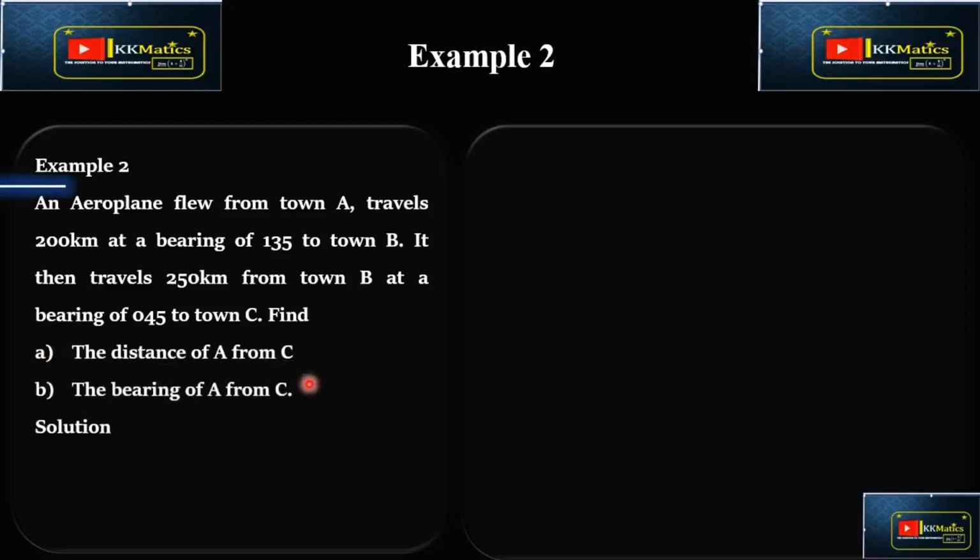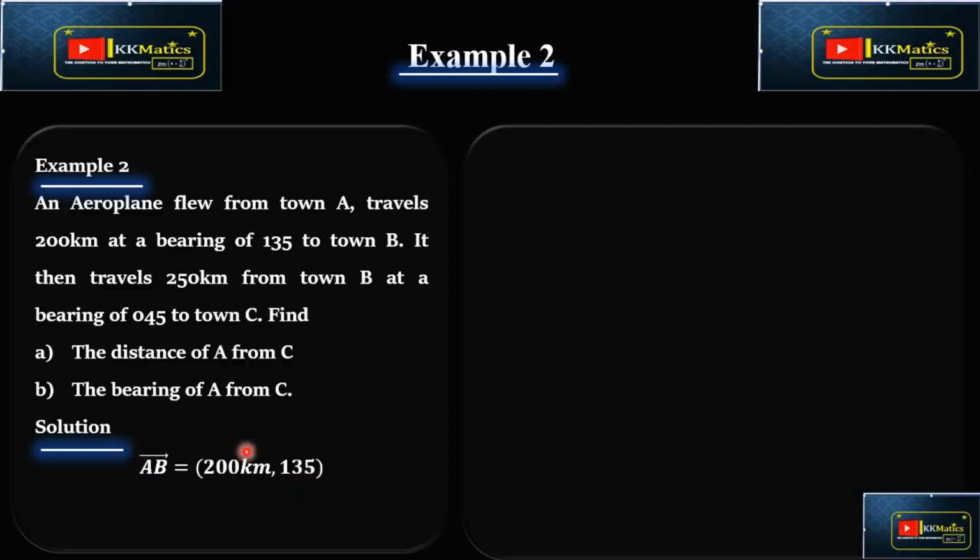Solution. Now, in using the distance-bearing format, here we have our distance, which is 200, and our bearing, which is 135. So that's what we have written here. Remember, according to the question, an aeroplane flew from town A and travels to town B. So that's from A to B, so that's AB. So we regard this as what? Vector AB. And so for this distance and bearing that we have here, we'll have to convert it into a vector.